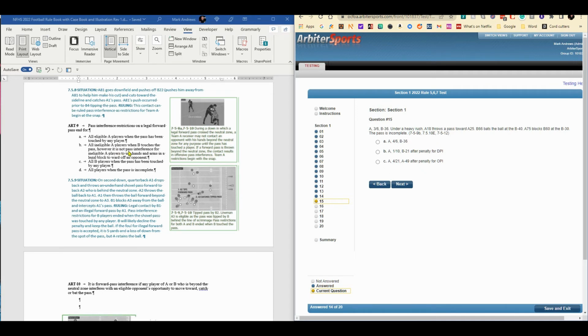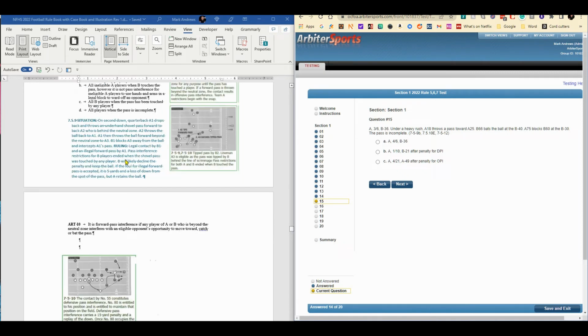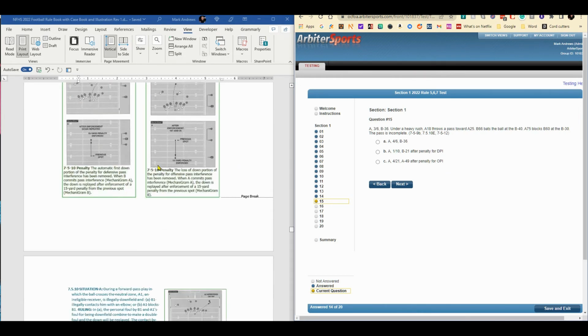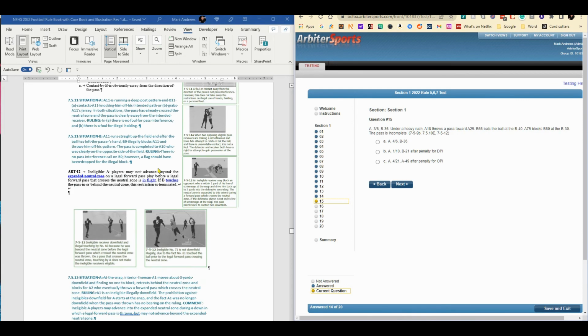Basically, once B touches the ball, the ineligible A players cannot commit pass interference. There's a good case article. Please read it. 7-5-10-E. 7-5-12 talks about restrictions on ineligible players downfield. So ineligible A players may not advance beyond the expanded neutral zone. What is that? 2 yards on the defensive side on a legal forward pass play before a legal forward pass that crosses the neutral zone is in flight. If B touches the pass in or behind the neutral zone, these restrictions are terminated.